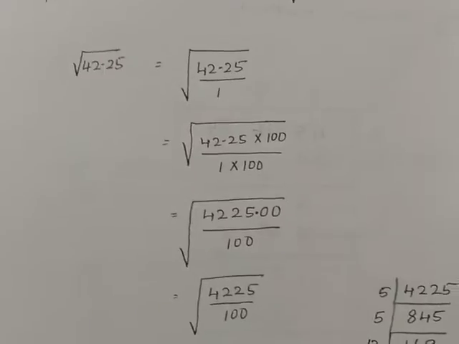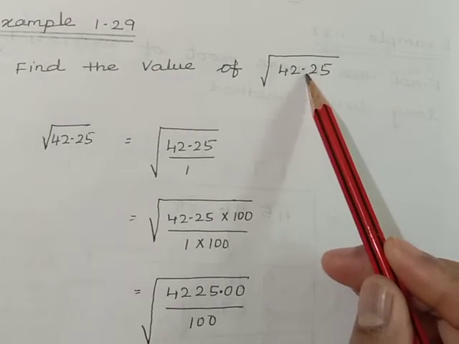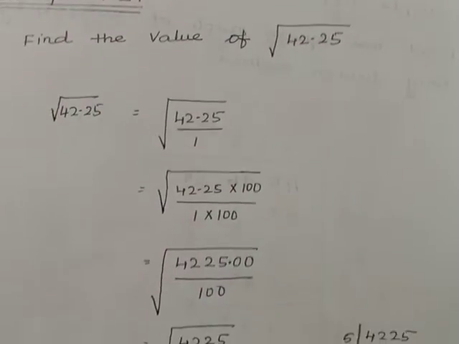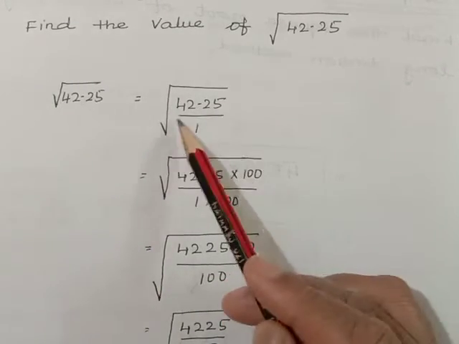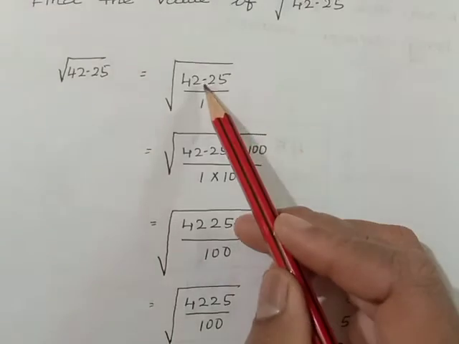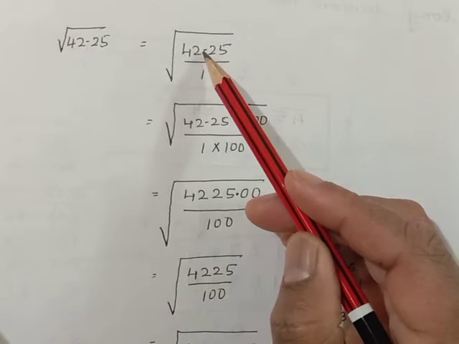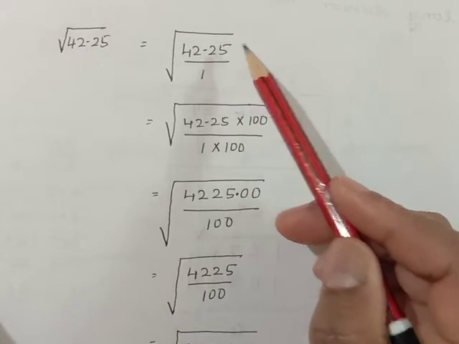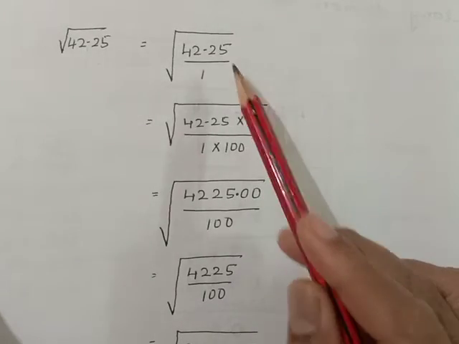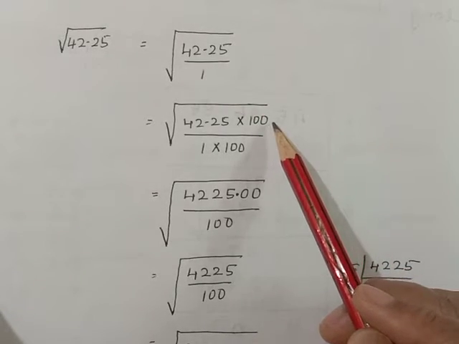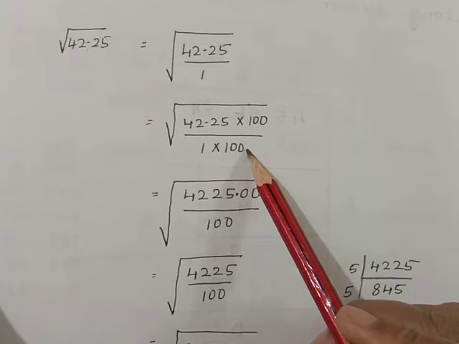Now example 1.29. Find the value of square root of 42.25. Now 42.25 can be written as 42.25 divided by 1. First let us remove the decimal point so that we can do the calculation easily. Next to the decimal point we have two digits, so we can multiply by 100. If it is one digit, multiply by 10. If it has three digits, multiply by 1000. If you multiply the numerator by 100, in the denominator also you should multiply by 100.